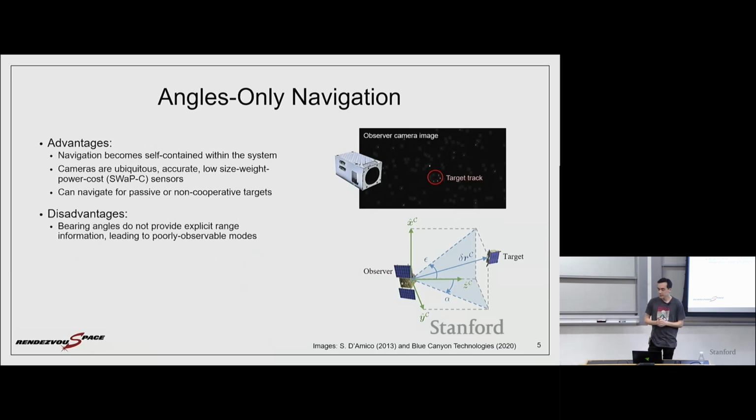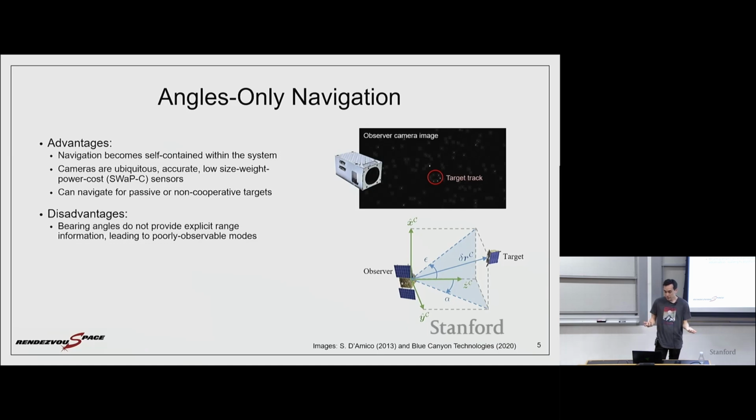There are some advantages to angles-only navigation in that it becomes pretty self-contained within the system, so your measurements are obtained by the members of your distributed system. You're not relying on something external like a GPS constellation. Cameras themselves are pretty ubiquitous sensors, especially in the form of star trackers. They're pretty accurate, low size, weight, power, and cost. And we can also navigate for passive targets. This is especially important if you're trying to track something like a piece of space debris, you can't rely on active sensing such as GPS. You need a passive sensor, where cameras are nice because as long as you can see something, you can get a measurement of it.